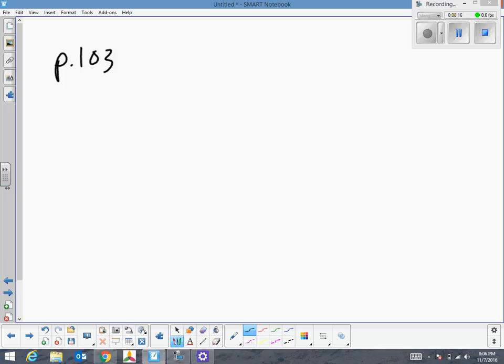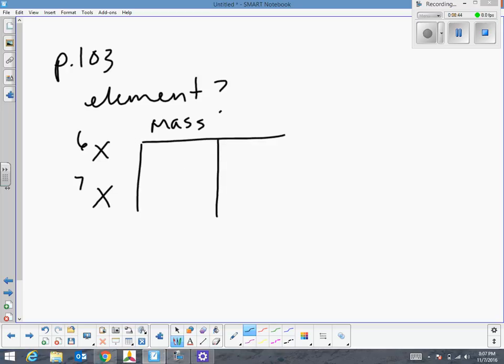So if we look at page 103, we're trying to figure out what element we have. We're given two different isotopes, and we want to know what element these isotopes are of. They give you a little chart there. They tell you you have isotope 6 and isotope 7. They give you the mass of each of these isotopes in the chart, and they give you the percent abundance. How abundant is that in nature?